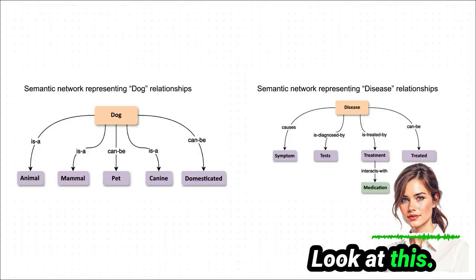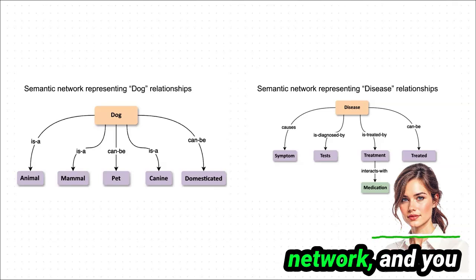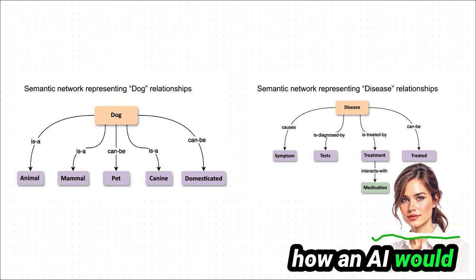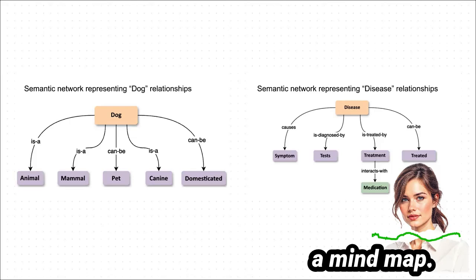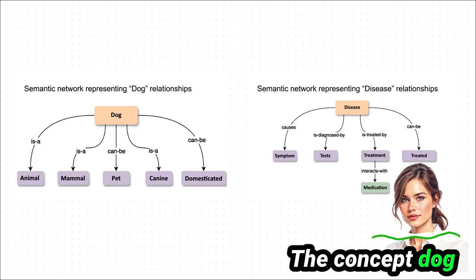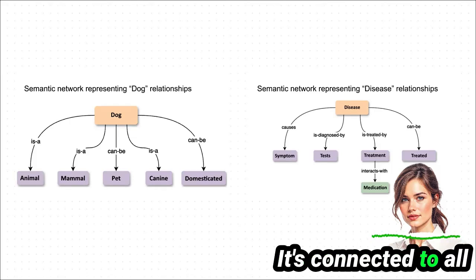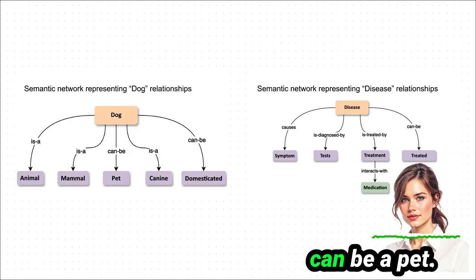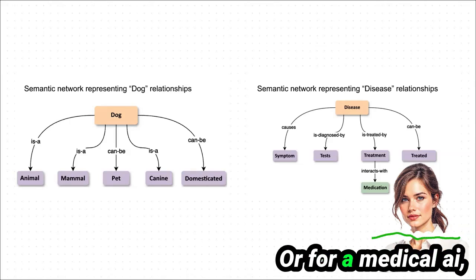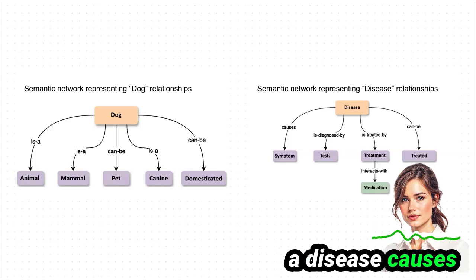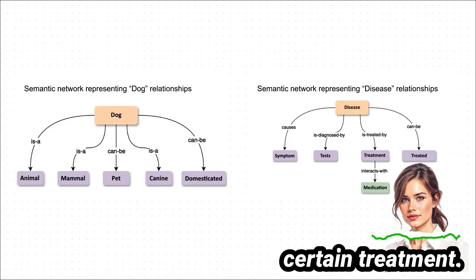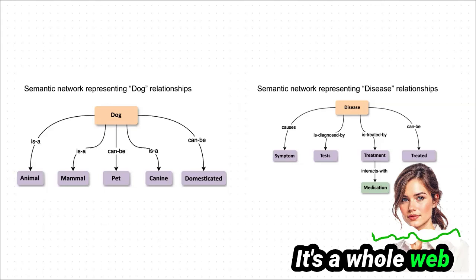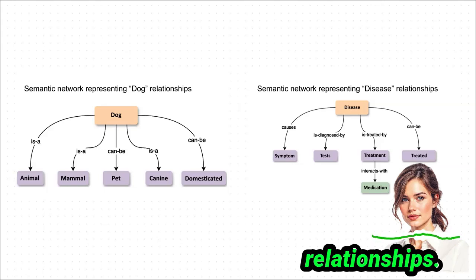Okay, look at this. It's called a semantic network, and you can almost feel how an AI would see the world here. It's basically a mind map. The concept dog isn't just a word, it's connected to all these other ideas. A dog is an animal. It can be a pet. Or for a medical AI, a disease causes a symptom and is treated by a certain treatment. It's a whole web of understanding, all built on relationships.